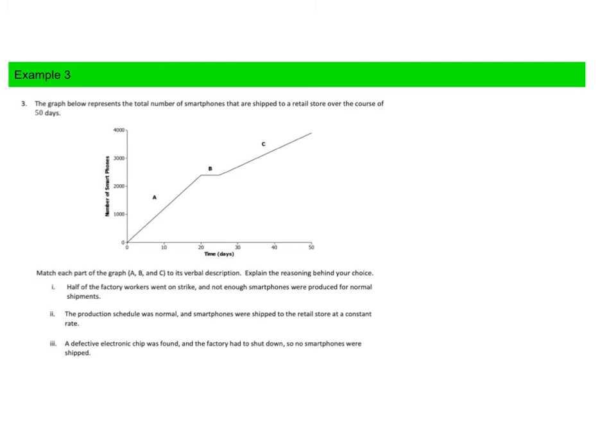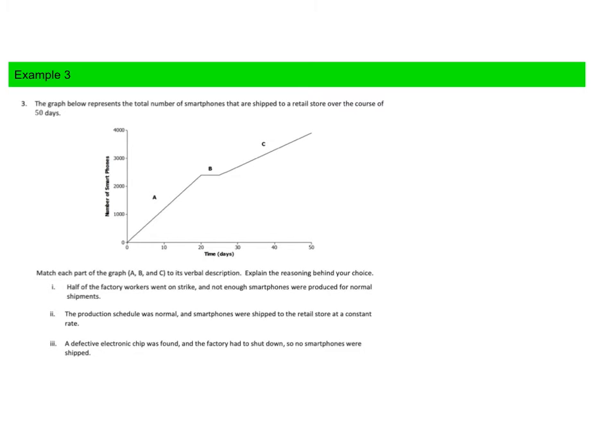All right, for example number 3, this is very similar to your exit ticket today, so maybe pay close attention here. It says the graph below represents the total number of smartphones that are shipped to a retail store over the course of 50 days. Match each part of the graph, A, B, and C, to its verbal description. Explain the reasoning behind your choice.